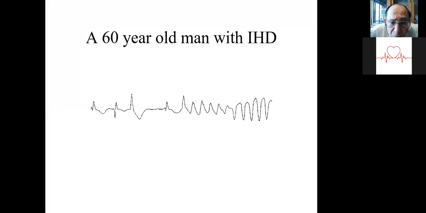This is an example of polymorphic ventricular tachycardia. Some of the beats are above the line, some of the beats below the line. This is called torsade. The patient is having very long QT. Imagine from here to here, very long QT. And this is lethal.